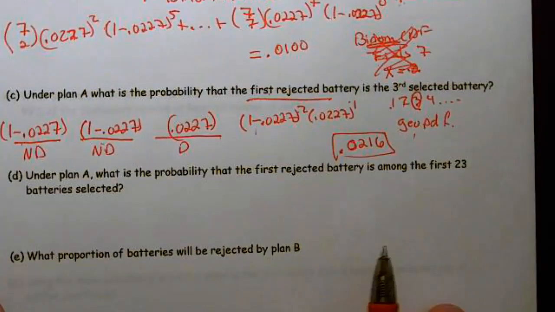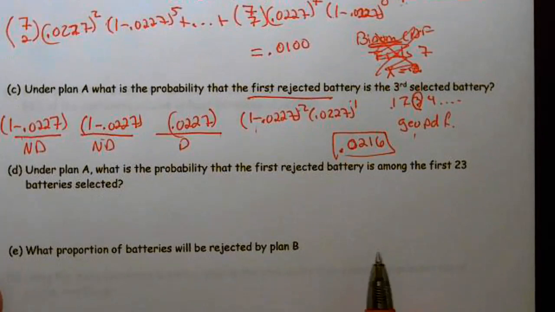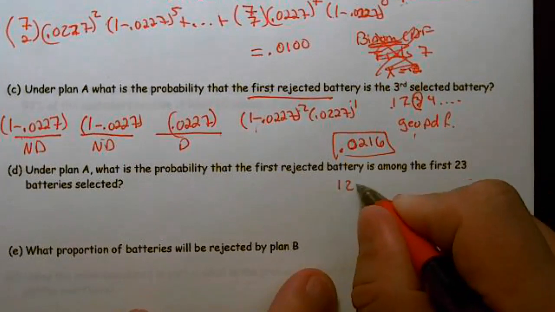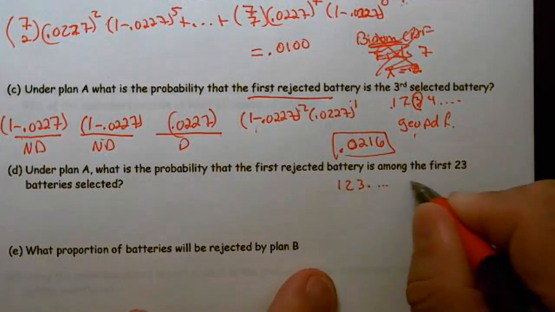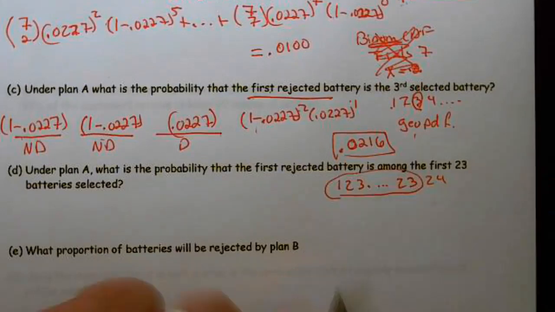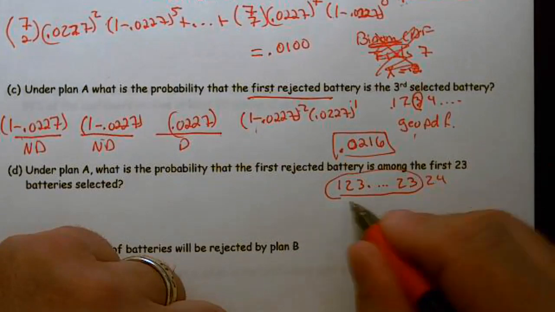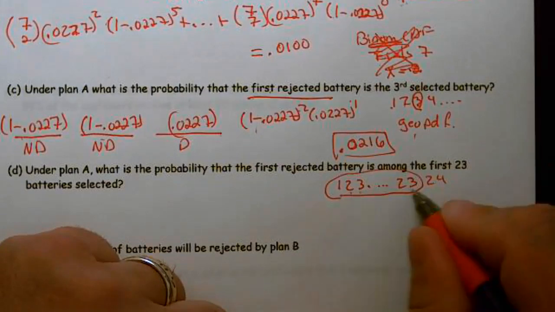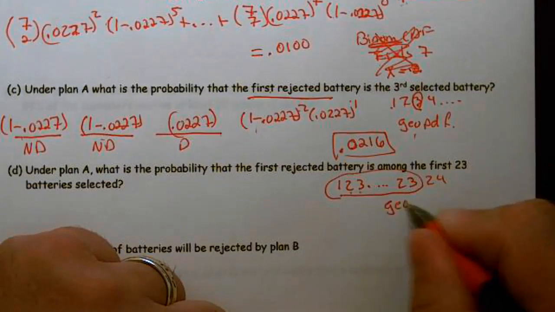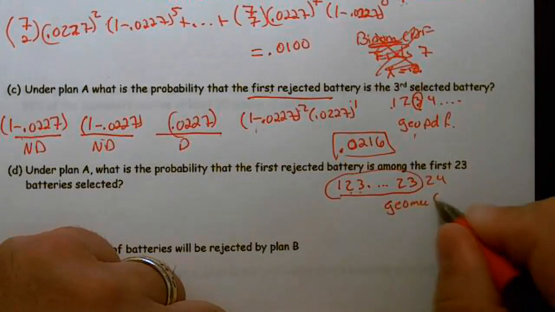Also under plan A, what is the probability the first rejected batteries among the first 23 batteries selected? So it could be the first battery is defective, the second, the third, all the way to 23. So if we're interested in multiple values, the fact that we're looking for multiple values makes this a CDF. Now it could be the first one, the second one, the third one. So this one, we don't have to do a 1 minus. This is just a geometric CDF.